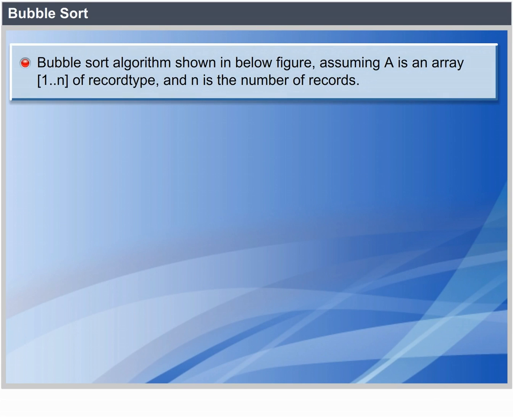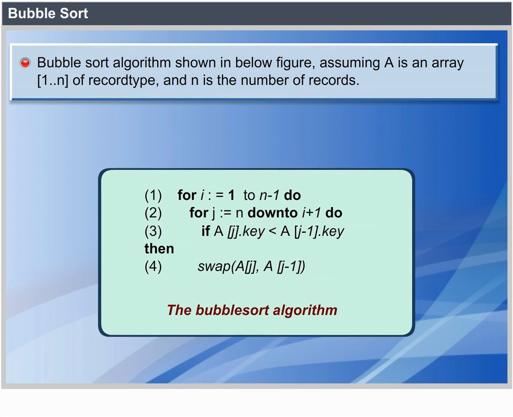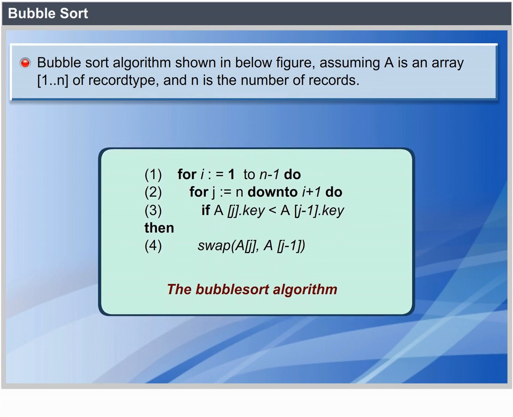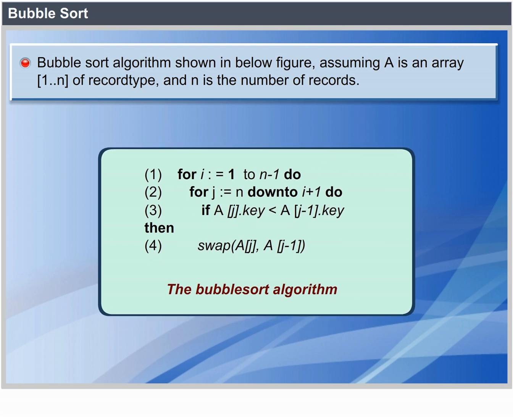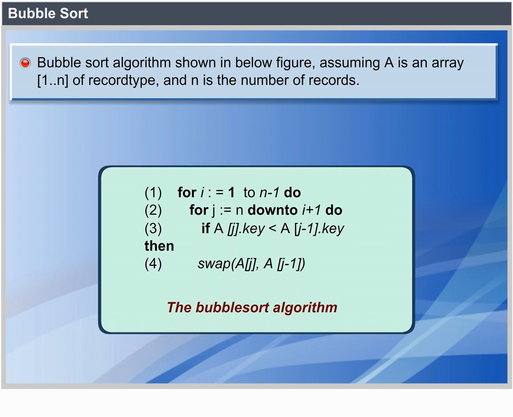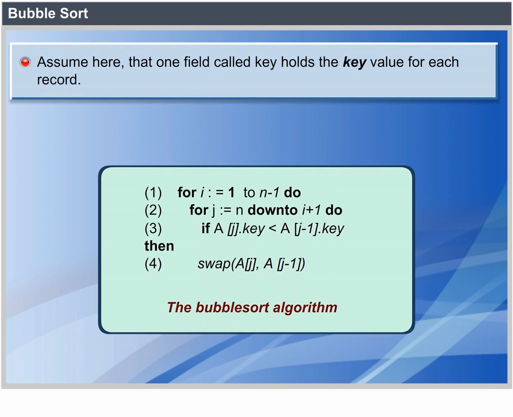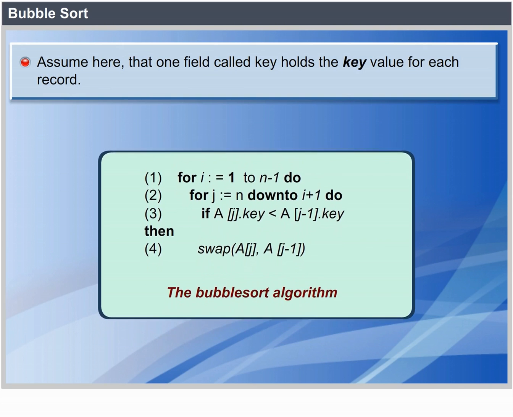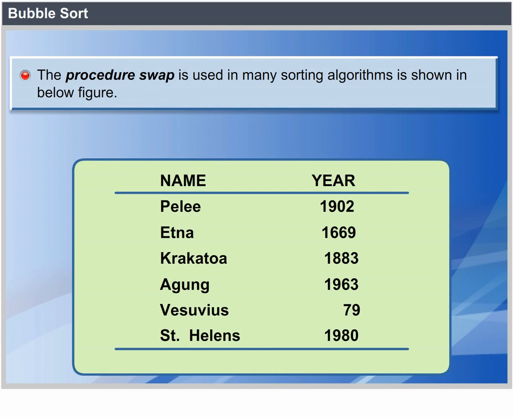The bubble sort algorithm is shown in the figure below. Assuming A is an array, it has the elements 1 up to n of record type, and n is the number of records. Assume here that one field called key holds the key value for each record. The procedure swap, which is used in many sorting algorithms, is shown in the figure below.